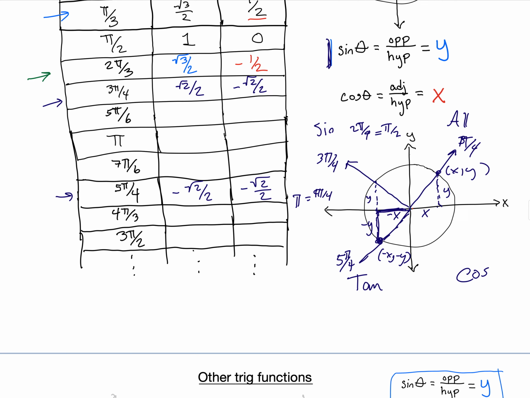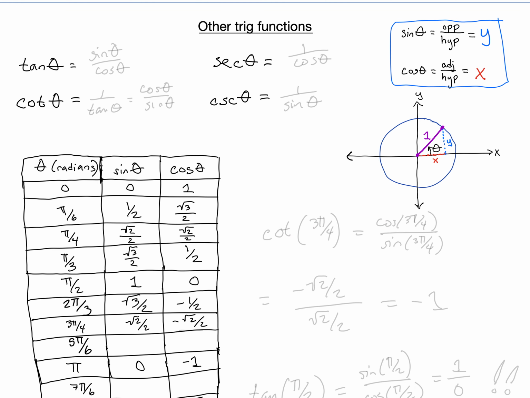Let's now talk about the relationship of sine and cosine to the other four trig functions. So our other four trig functions are tangent, which is sine theta over cosine theta, cotangent, which is 1 over tangent of theta, and therefore it's the reciprocal, cosine theta over sine theta. Secant is 1 over cosine of theta, and cosecant is 1 over sine of theta. So we can use what we know so far to find any of those trig functions for any of the angles that we know or can calculate.